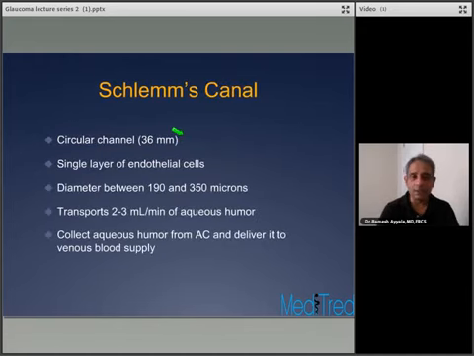This is a circular canal, measures 36 millimeters, and is lined by a single layer of endothelial cells. Its diameter varies from 190 to 350 microns in enucleated human eyes. It transports 2 to 3 microliters per minute of aqueous humor. Collector channels collect aqueous from the anterior chamber and deliver it into the venous blood supply.